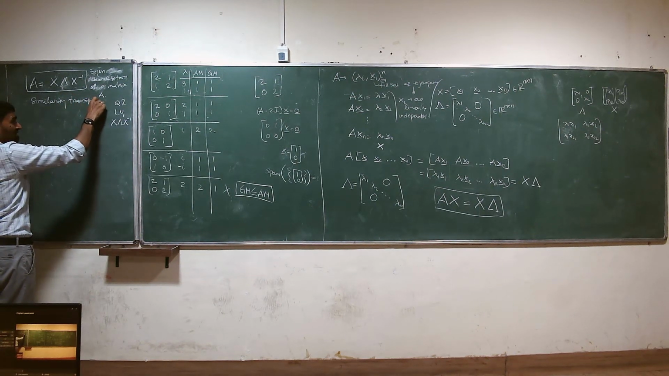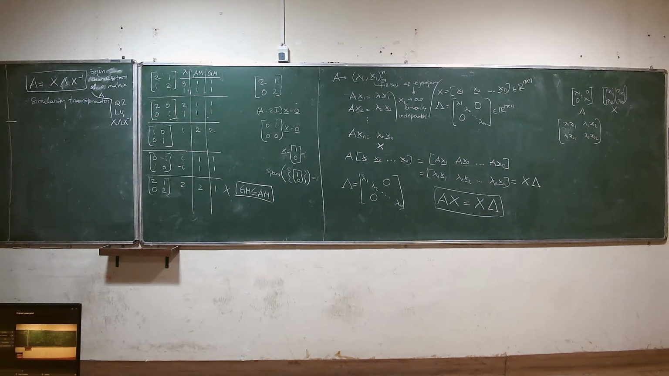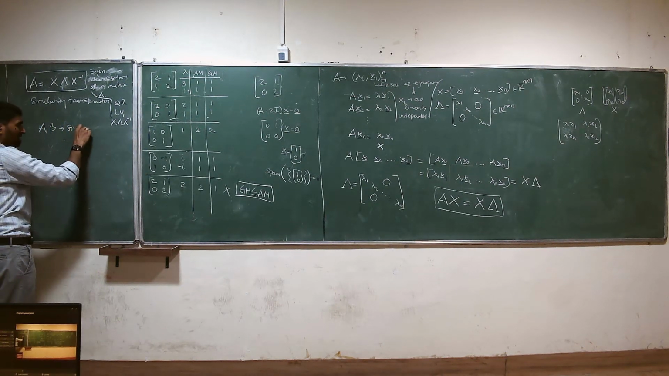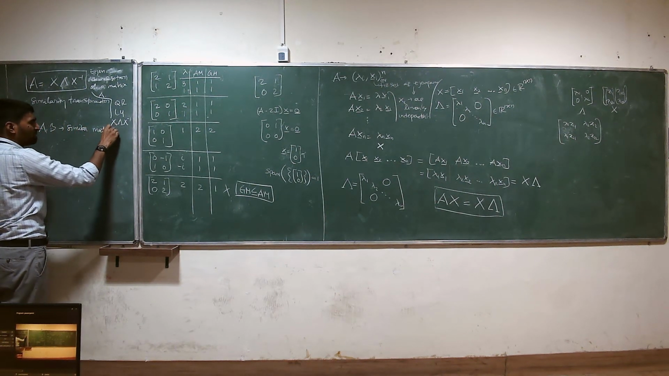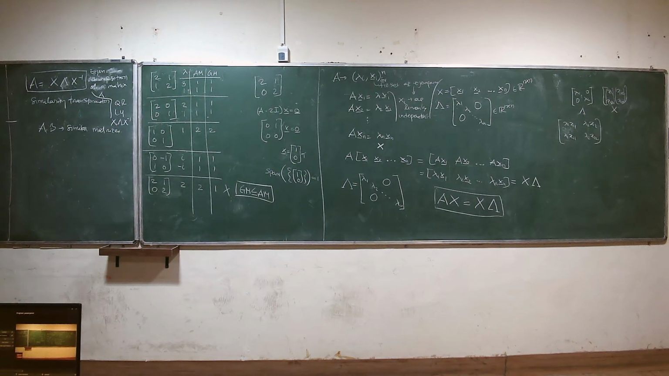Similarity transformation, right? Or the idea of similar matrices. What is the idea of similar matrices? If I say A and B are similar matrices, what do I mean by that? That simply means A equals B? You're saying the elements are the same, that means A equals B? No, what did we discuss?